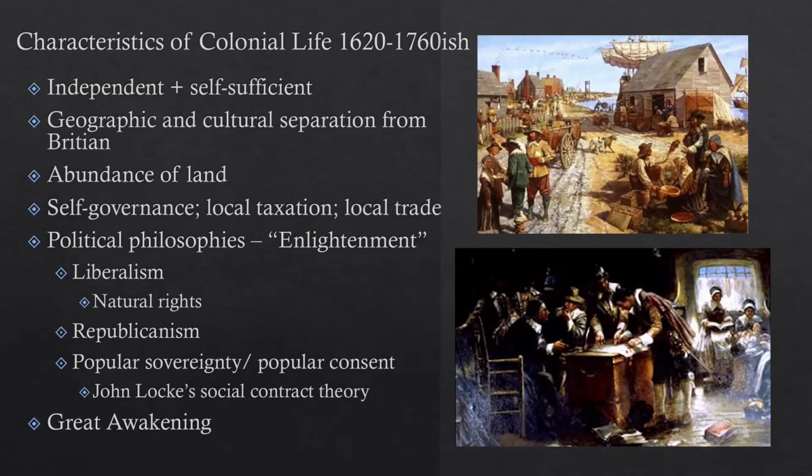The Great Awakening is something we haven't talked about just yet, but it had a tremendous impact on the colonists. The Great Awakening was a spiritual and religious revival.